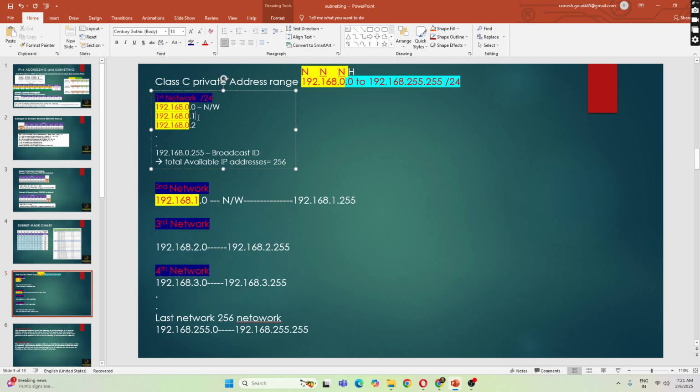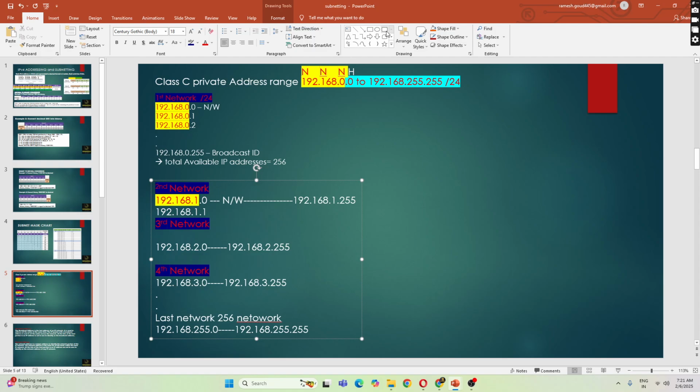It means the IP address 192.168.0.1 belongs to one network. 192.168.1.1 belongs to another network. Yes or no? Both are in different networks.